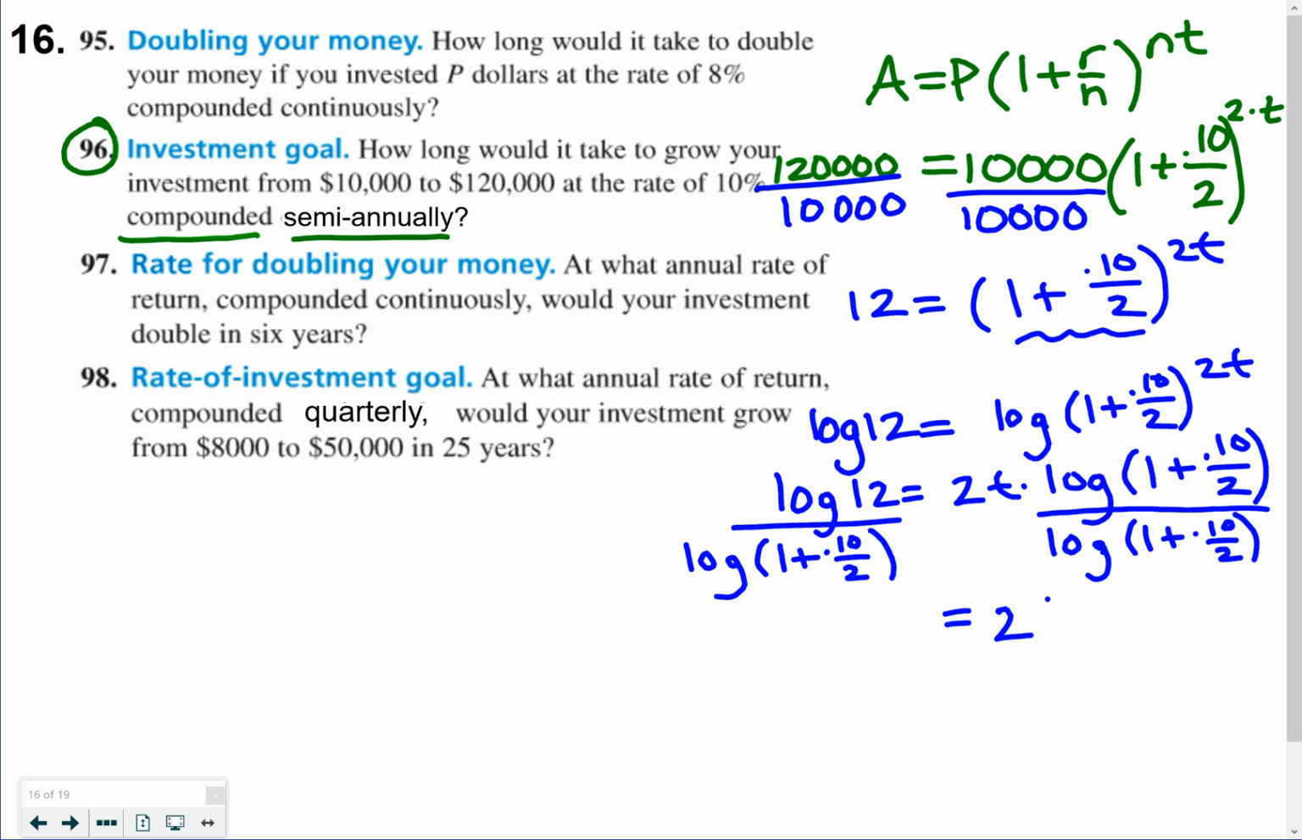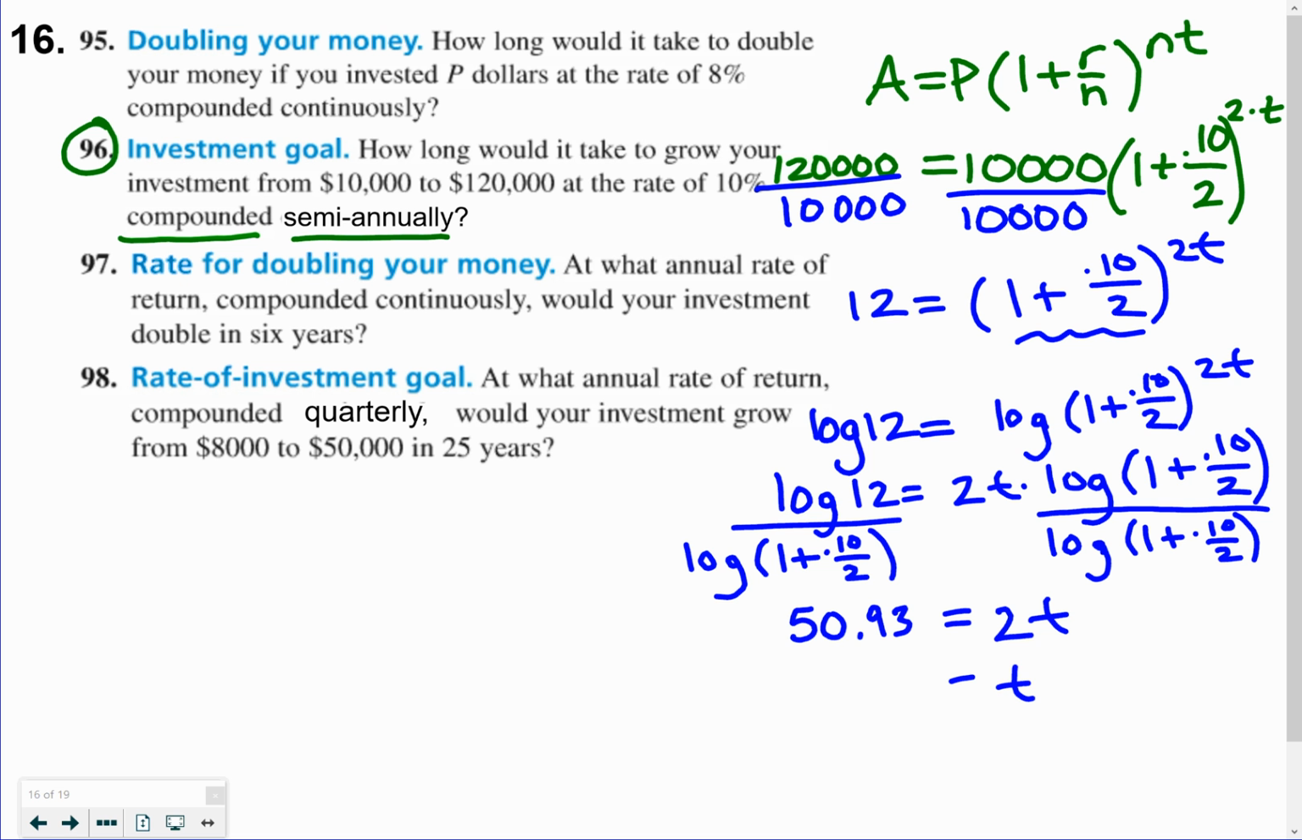So that'll leave me with 2t on the right, and then all that stuff is going to be stuff you're going to put in your graphing calculator. I get 50.93. Divide by 2, you get your answer.